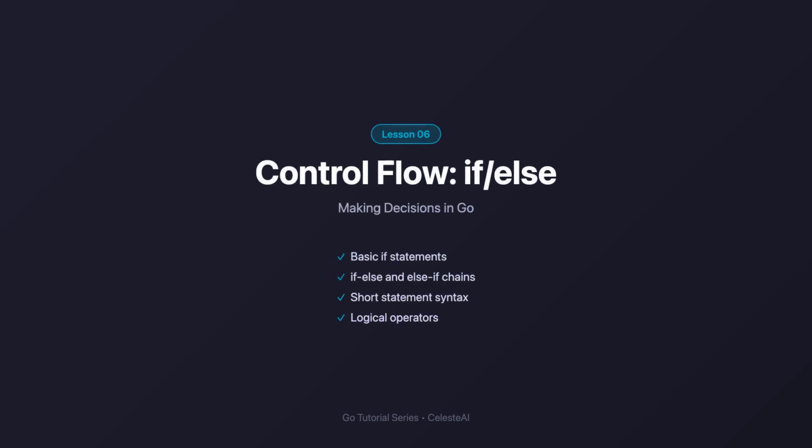Welcome to Go Lesson 6, Control Flow. In this lesson, you will learn how to make decisions in your code. We will cover if statements, else-if chains, and logical operators.